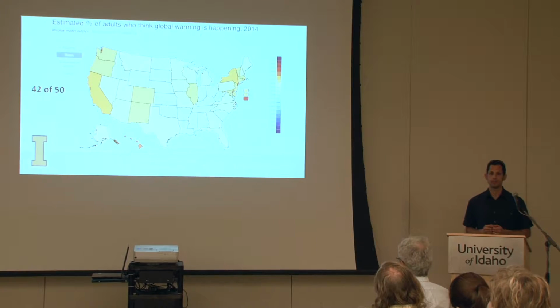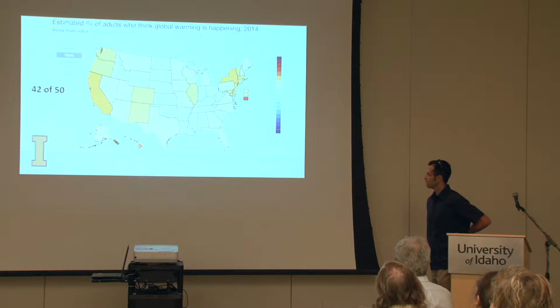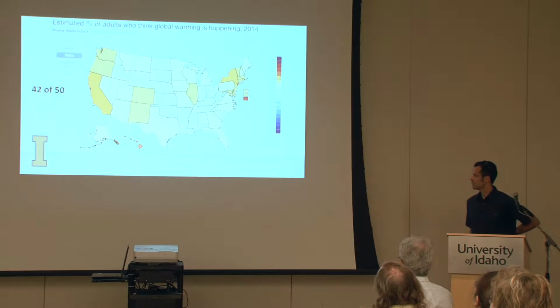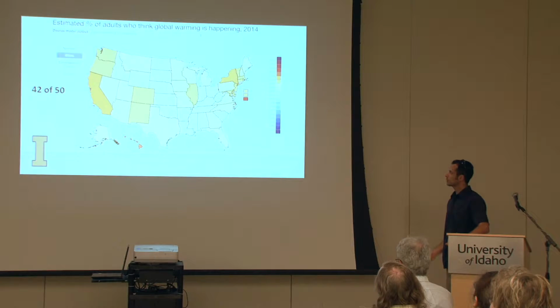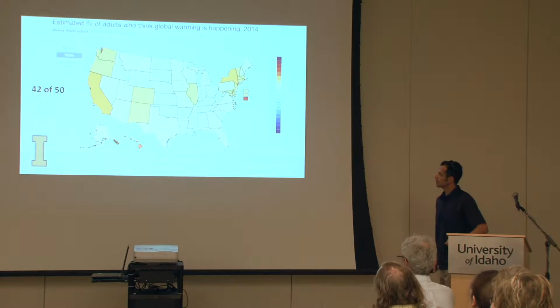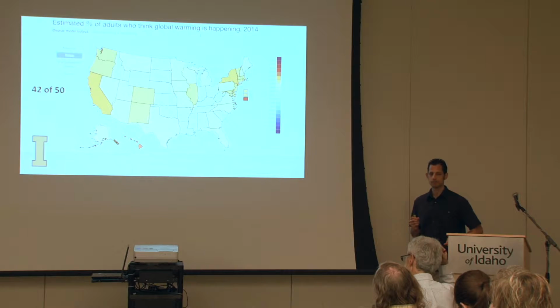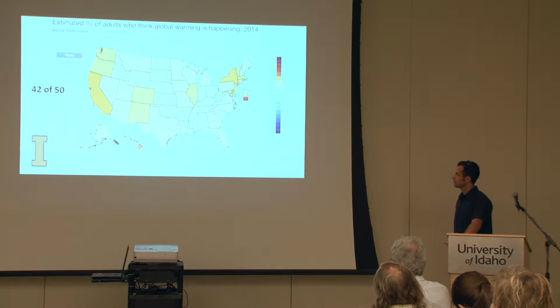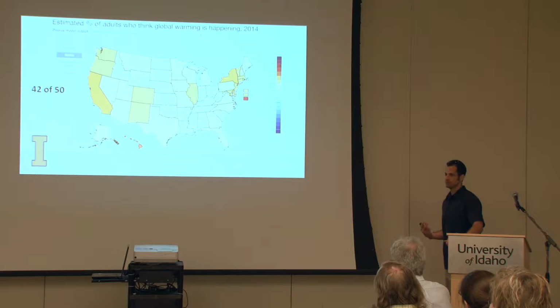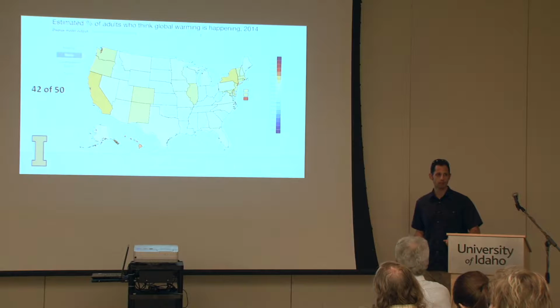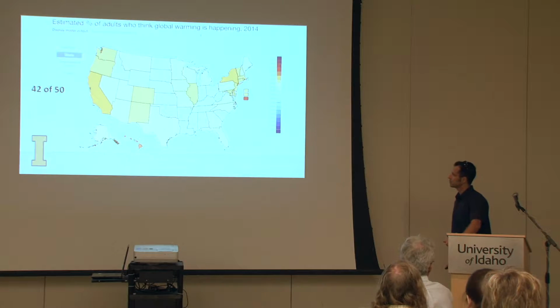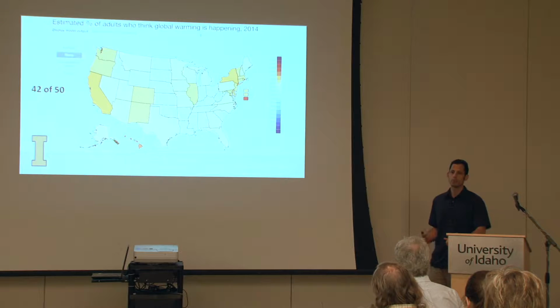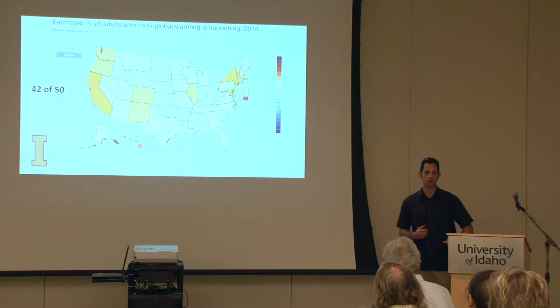The other problem is the perception of climate change. The Yale Project on Climate Communication completed this study across the United States, and they asked a number of questions. One of the questions I'm showing here is whether or not people believe that global warming is happening. While a majority of America believes that global warming is happening, there's geographic variability built into that. And Idaho comes in ranked 42nd out of 50 in answering this particular question.